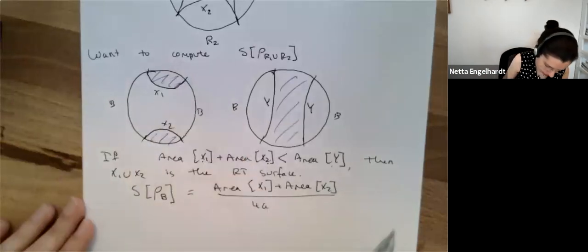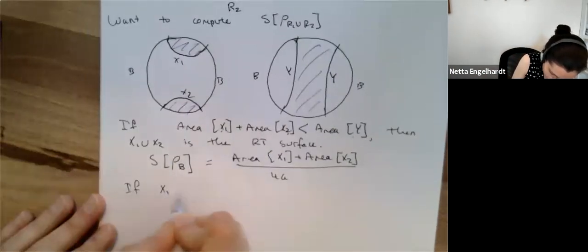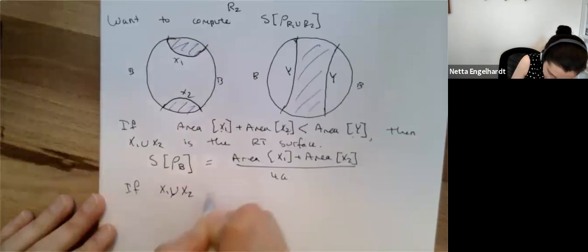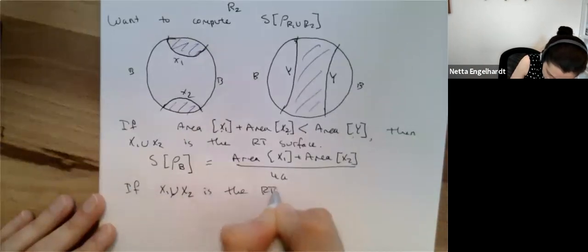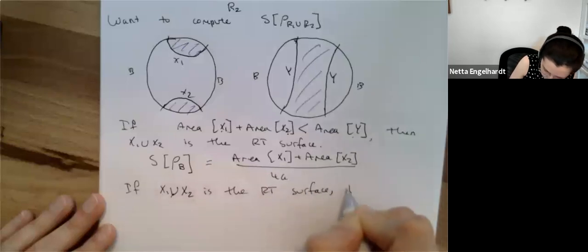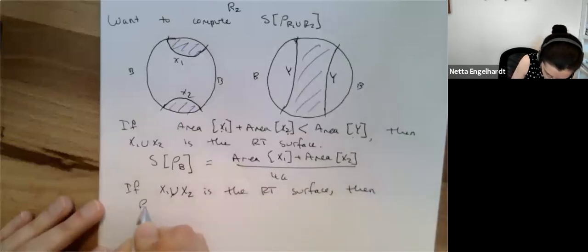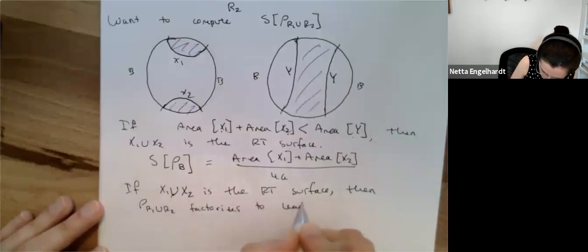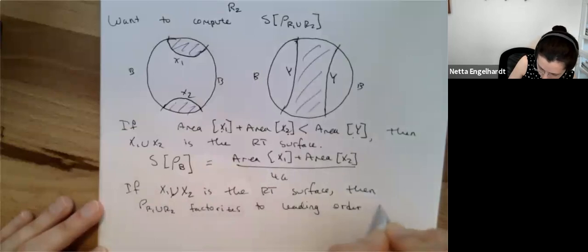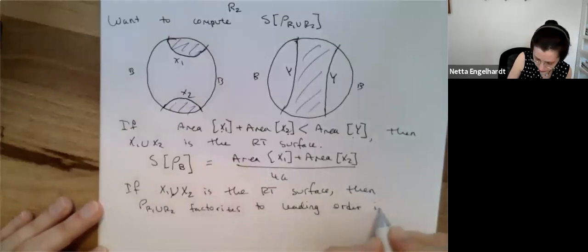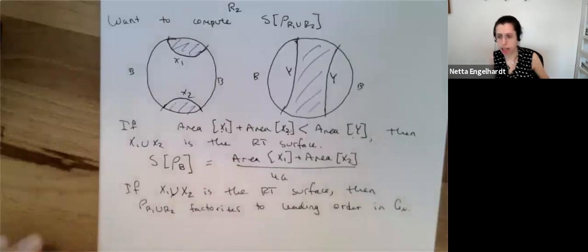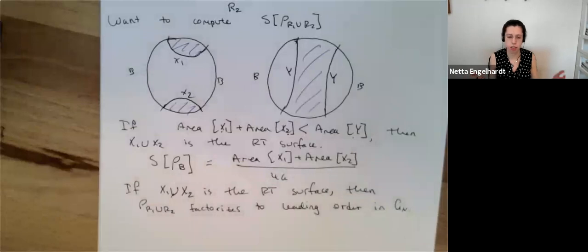So if x1 union x2 is the Ryu-Takayanagi surface, then we expect that rho R1 union R2 factorizes between R1 and R2 to leading order in G. Keep in mind, everything here is to leading order in G. And as we make the region progressively larger, eventually it's not going to factorize even to leading order in G. So this is the physics that's going on here.